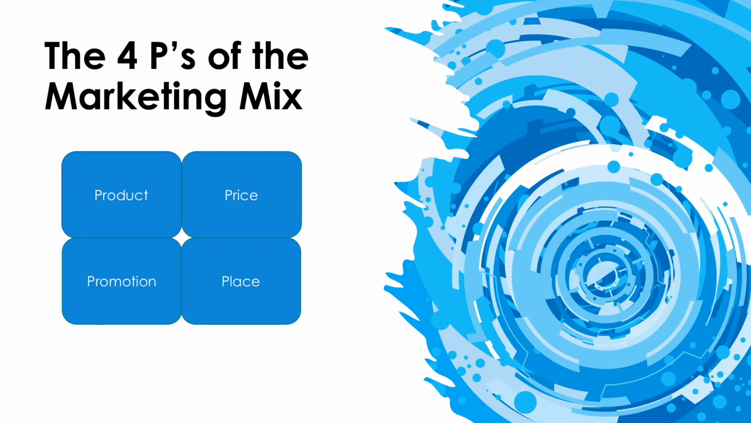Promotion refers to the methods of informing, reminding, and persuading those customers to buy your product. And finally, the last P refers to place. When you think about place, you think about the distribution channels that you need to use to get your product to the end customer.